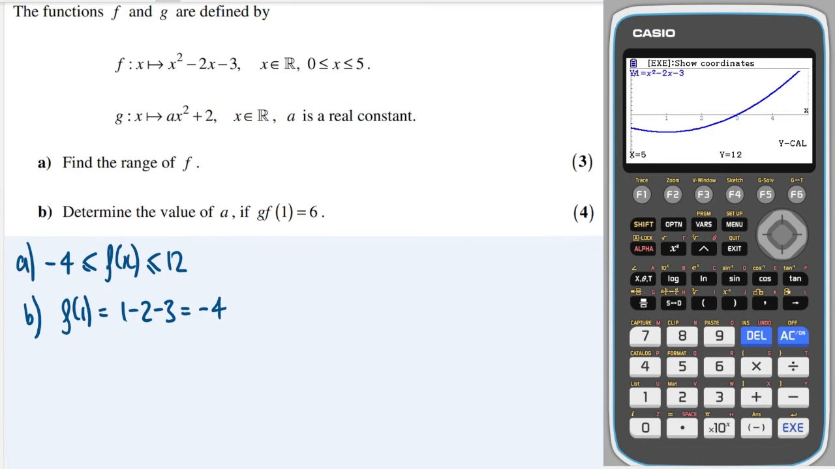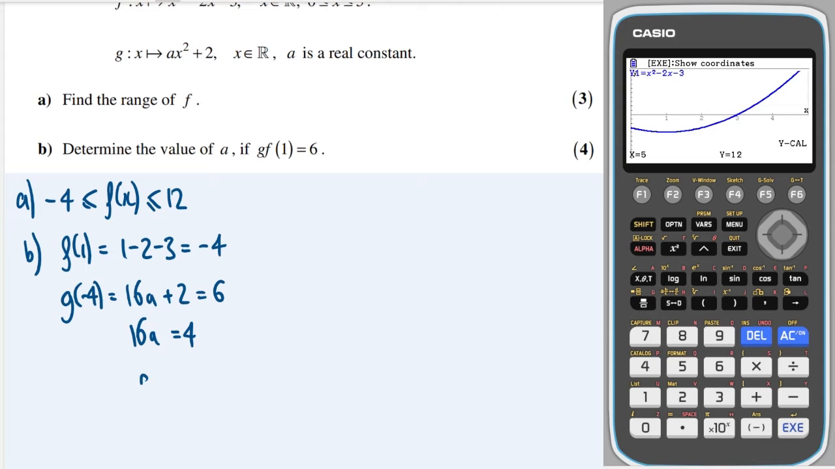And then let's put that into g and set it equal to 6. So putting minus 4 in is going to give me minus 4 squared is 16, so 16a plus 2, and we're told that's equal to 6. So 16a is equal to 4. So a is equal to 4 over 16, which is 1/4.